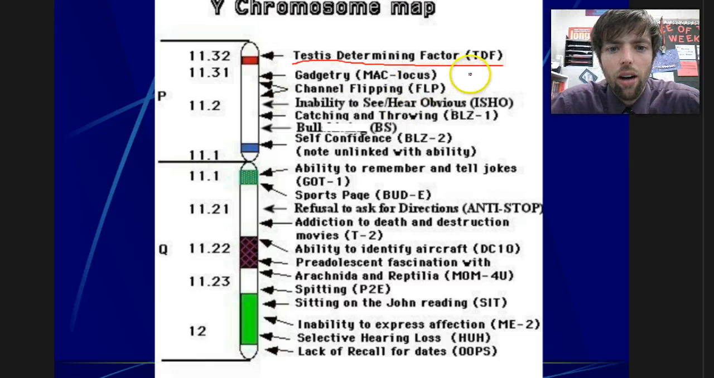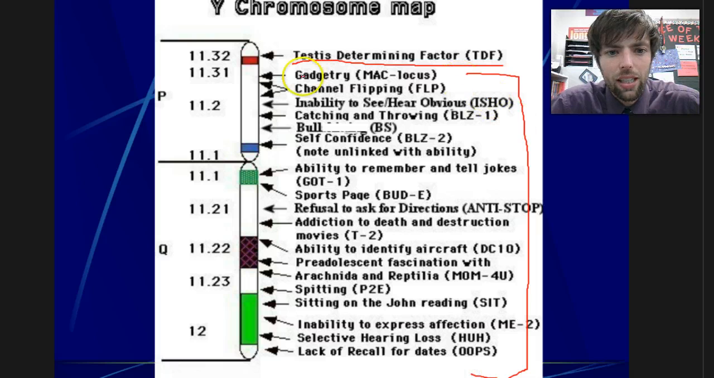But the rest of these are just fictitious parts of the Y chromosome that somebody found pretty funny. The inability to see or hear something obvious, a lot of self-confidence, addiction and death and destruction, so on and so forth. I'll let you read through and laugh at your leisure.